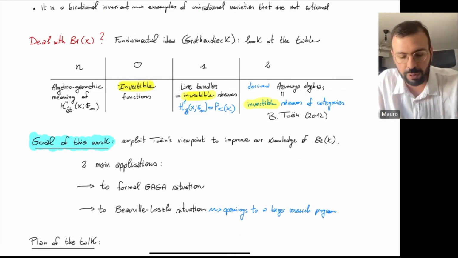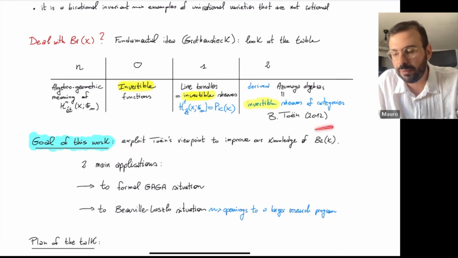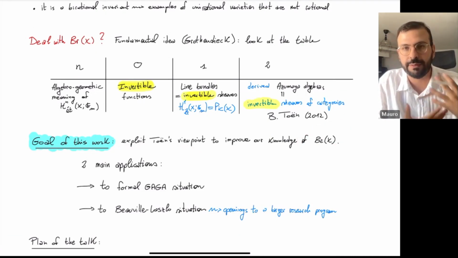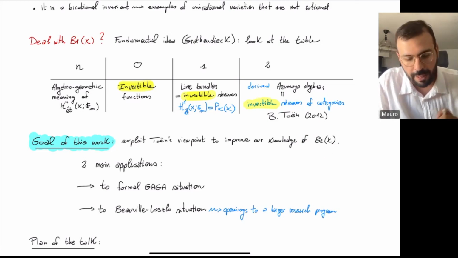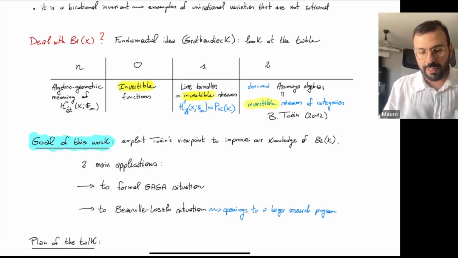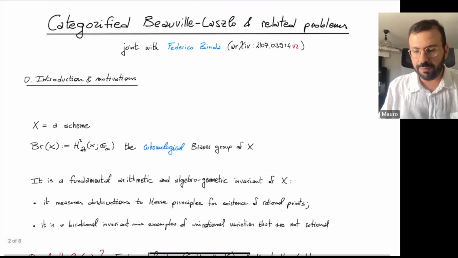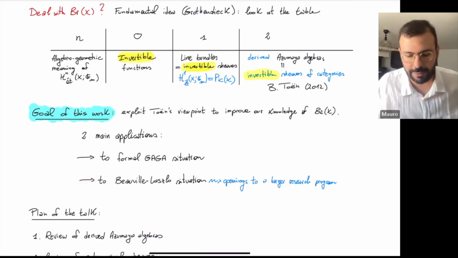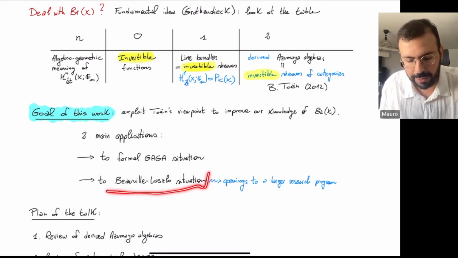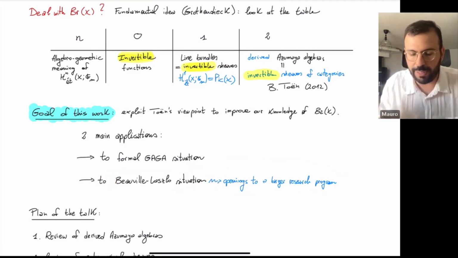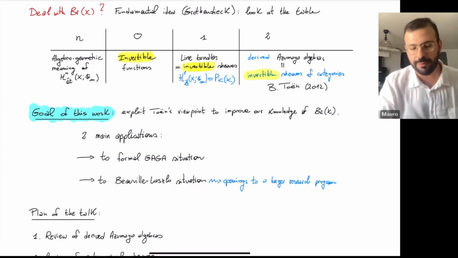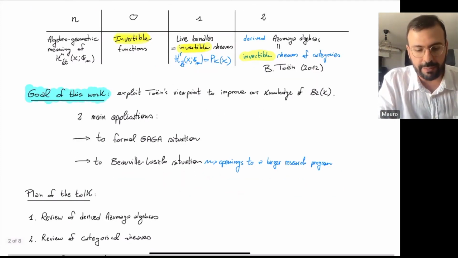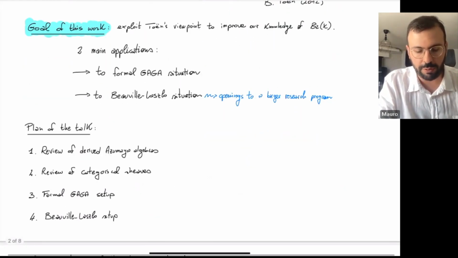And the point is we want to exploit Toën's viewpoint to get better knowledge, new results, better understanding of the Brauer group. And we have two main applications written down in the paper that I cited at the beginning, this arXiv. One is to a formal GAGA kind of situation. I will discuss it later on. And another one is to the Beauville–Laszlo kind of situation that I also discuss later on. This is what we were originally interested in because it leads to a larger program that I will discuss briefly at the end.